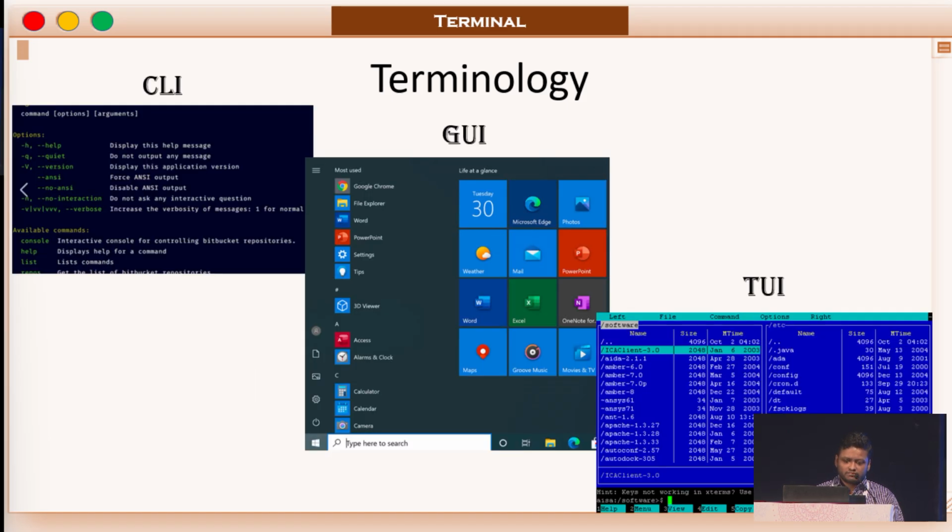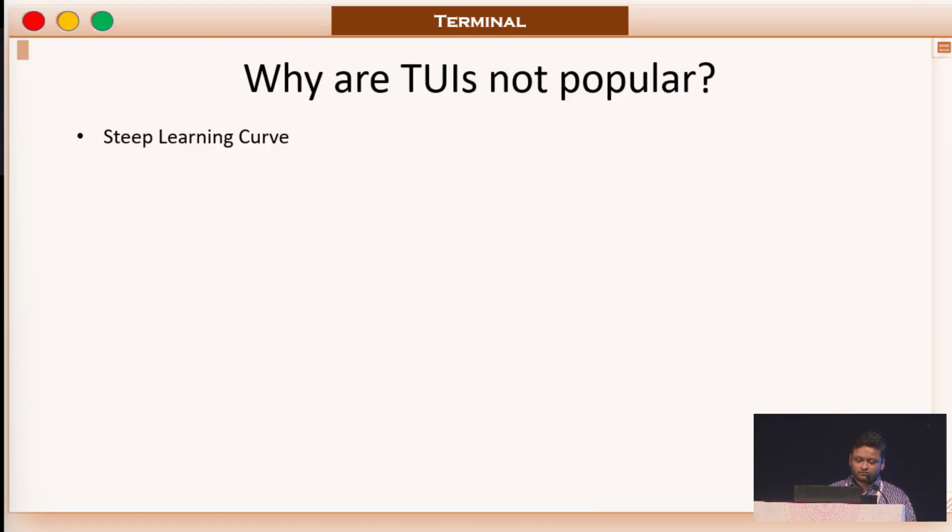CLIs came first, then came the GUIs that we're all familiar with, and then came the term TUIs. Yes, TUIs existed long before GUIs, but the term was coined later to differentiate it from GUIs. Now, all CLIs can also be considered as TUIs since they're text-based, but in this talk, we'll be discussing the modern generation of TUIs that are a mix of both CLIs and GUIs, the best of both worlds.